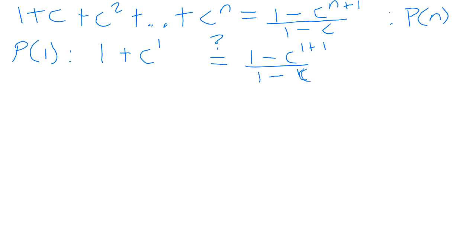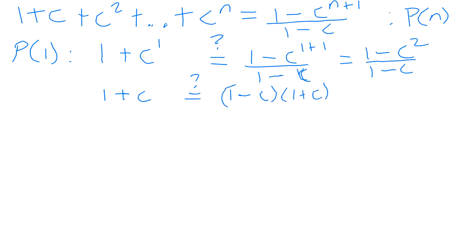All right, so on the left side, we have 1 plus c, nothing changed. On the right side, we're going to do some factoring. So that's 1 minus c squared, the difference of 2 squares, over 1 minus c. Since that's the difference of 2 squares, you can have 1 minus c, 1 plus c, which then breaks down to simply 1 plus c on the left and 1 plus c on the right. So it is true for n equal 1.